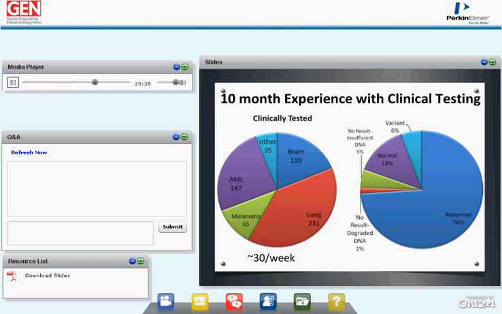So what has been the impact over the first 10 months of our clinical testing? Well, to date, we've tested a little over 600 total clinical specimens. As you can see, the lion's share has been in lung cancer, followed by AML, brain tumors, melanoma, and then other tumors.